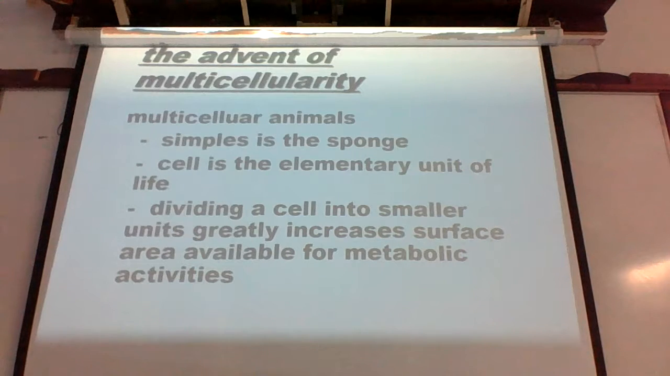Whether it's cells for movement, for nervous tissue as well. It could be cells for digestion. It could be cells for skin cells.